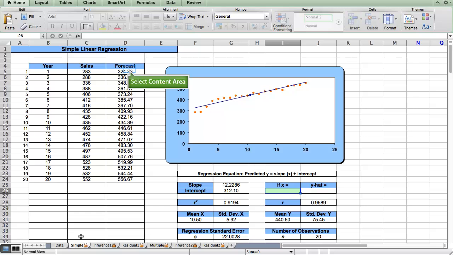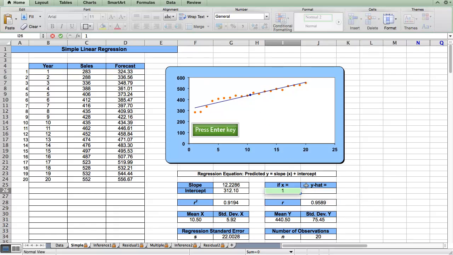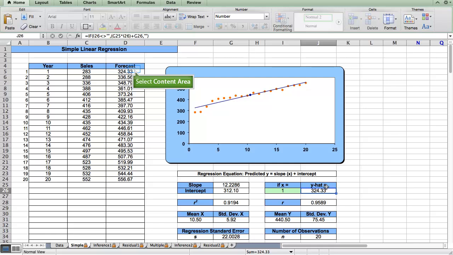And we could see what the regression equation would predict for each year, and we could compare that to the actual sales data. For example, if we were to put year 1 into our equation, you could see that the forecast is 324.33. That's the number that we see here. The difference between the actual sales and the forecast sales is error. And we've previously termed this error a residual. Same thing.